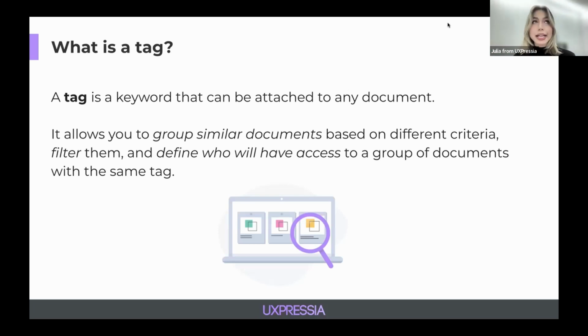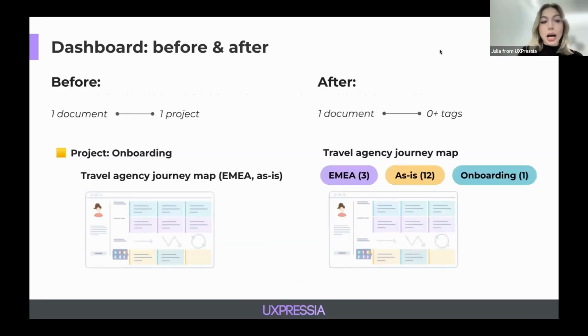So before at UXPressia, we had this linear one-to-one connection where one document, one journey map, for example, could belong to one project only. As you can see here on this example, one journey map belonged to one project. From now on, one document can have from 0 to multiple tags, so it can belong to multiple tags at the same time, which makes the whole organizational system much more flexible.